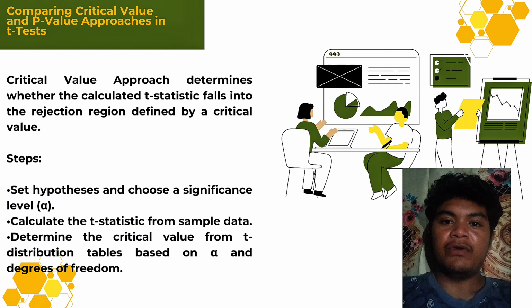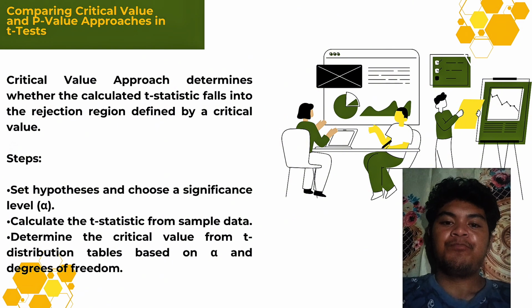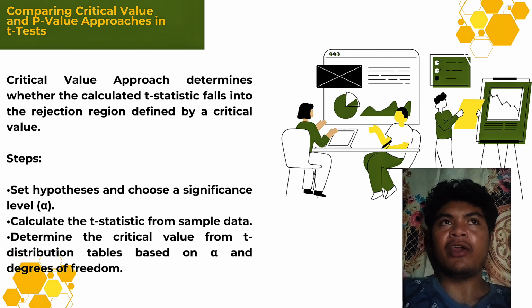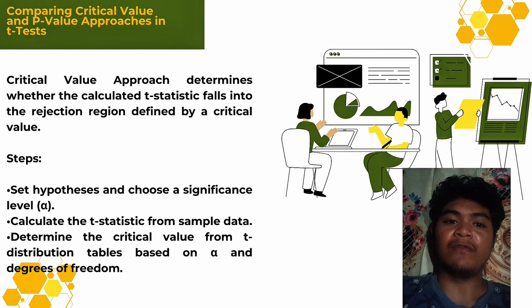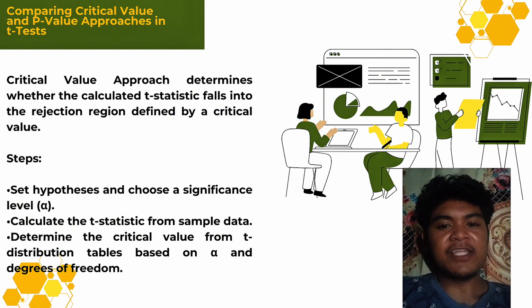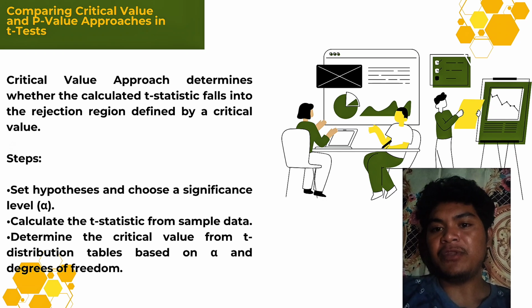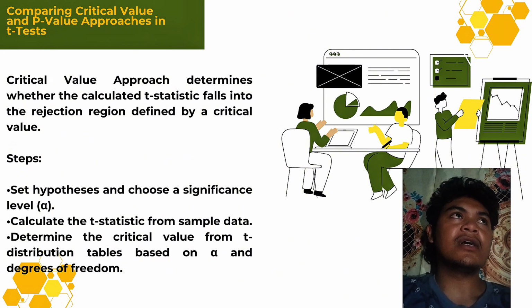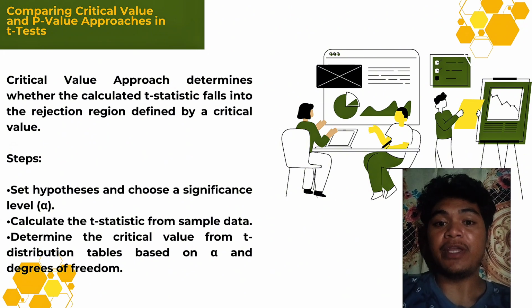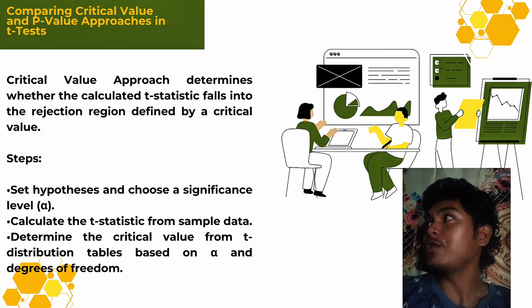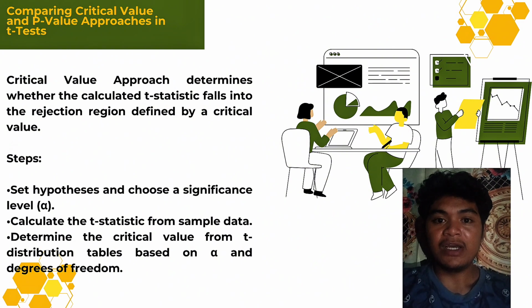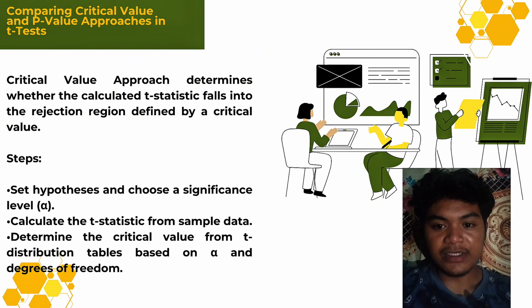Now, comparing the critical value and p-value approaches in the t-test. The critical value approach determines whether the calculated t-statistic falls into the rejection region defined by a critical value. The steps of this approach are: set the hypotheses and choose a significance level alpha, then calculate the t-statistic from sample data, and determine the critical value from t-distribution tables based on alpha and degrees of freedom.